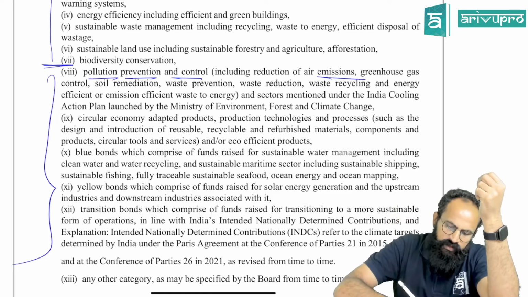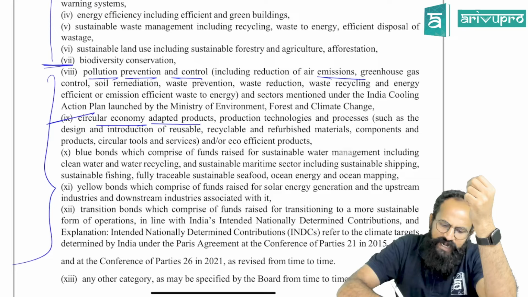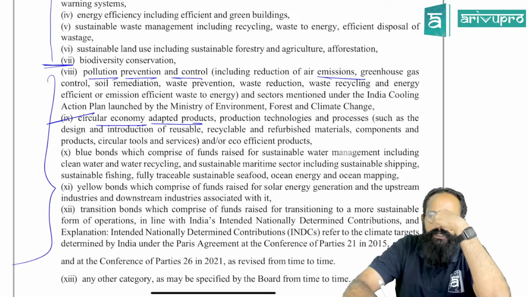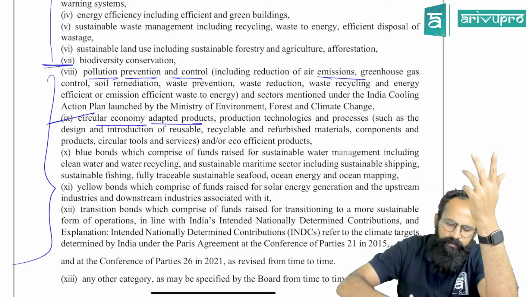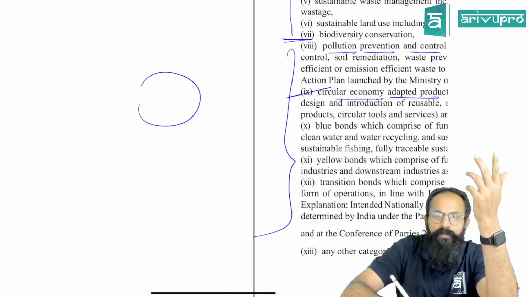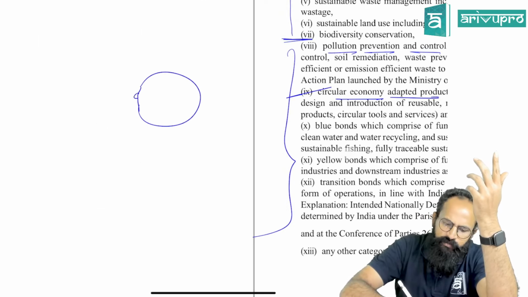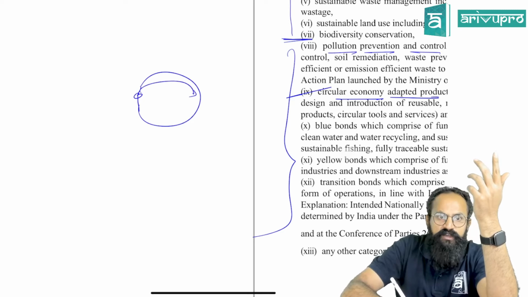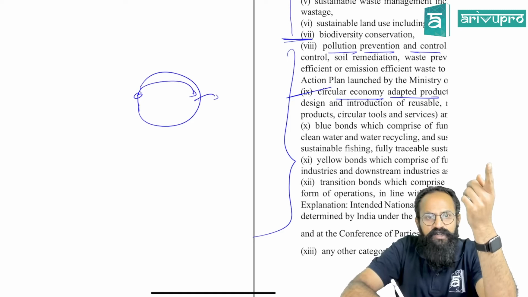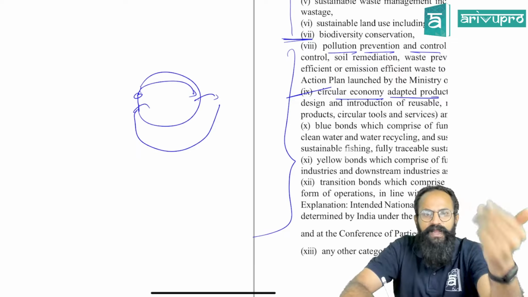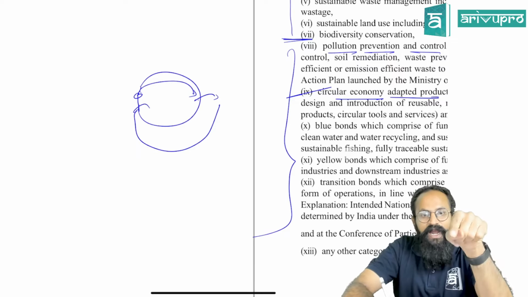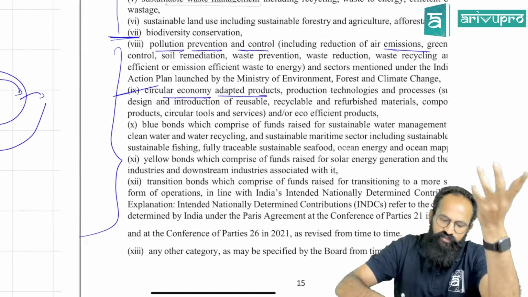Next one, circular economy adapted products. What is this, sir? Nothing but how to reuse a particular product. What do you mean by circular? Imagine from raw material you come to a finished product. Once you waste the finished product, can you reuse it again? Imagine a plastic bottle. For that, you can again issue green debt security if that is your project.